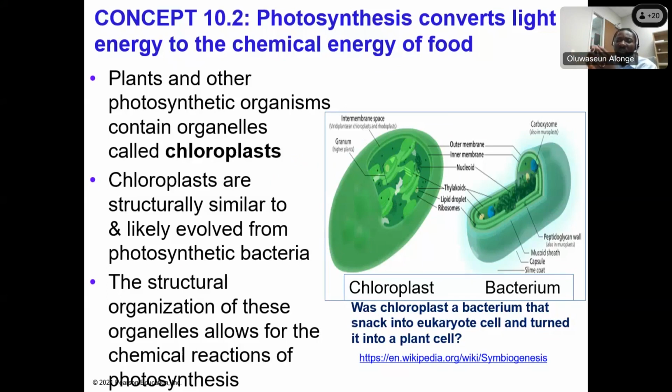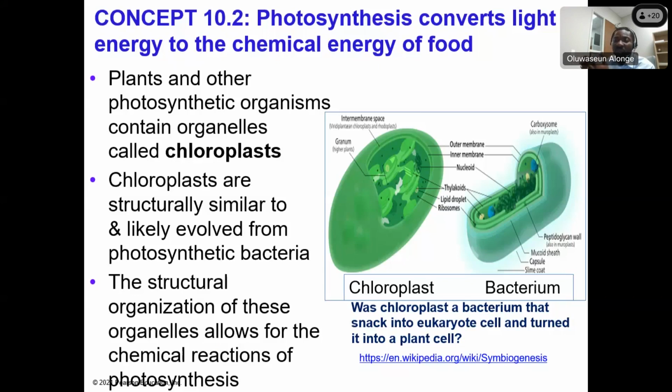The chloroplast is the membrane that contains the structure that contains the chlorophyll. I'll talk about that. If you look at this, the plant and others have chloroplasts. The chloroplasts are structurally similar to and likely evolved from photosynthetic bacteria. And I think I'll talk about endosymbiotic theory when we're looking at cells.